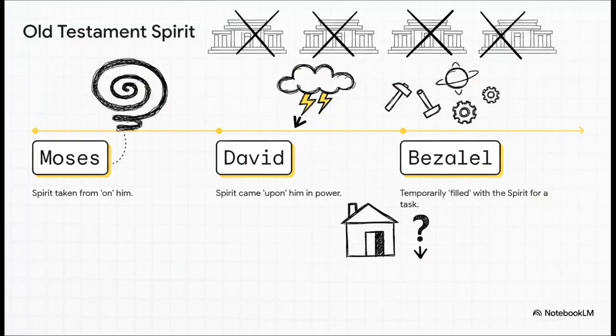When we look at the Old Testament timeline, the data is incredibly consistent on this. The prepositions used are almost always "upon" or "to." The Spirit was taken from on Moses. The Spirit came upon Saul and David. Artisans like Bezalel were filled with the Spirit, sure, but it was temporarily for a very specific creative task.